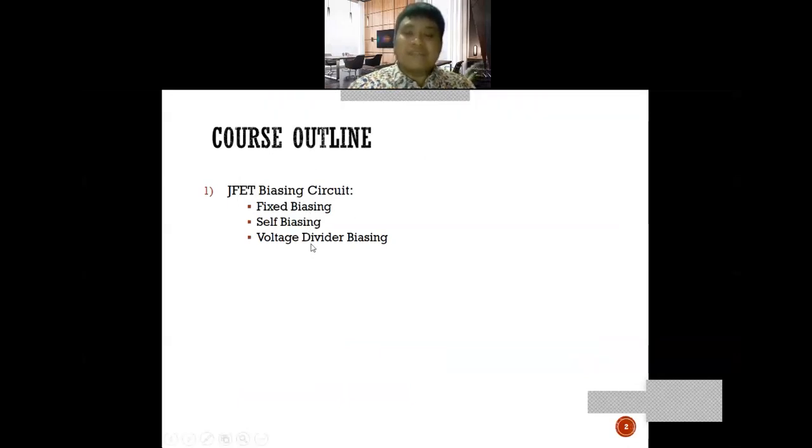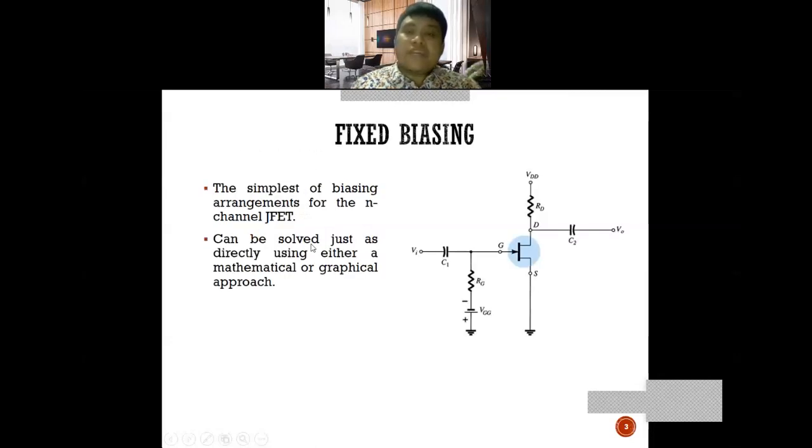voltage divider biasing. The fixed biasing is the simplest biasing arrangement for the n-channel JFET and can be solved directly using either a mathematical or graphical approach. We can see that for the n-channel, the arrow direction is toward the source. So we have a drain, we have a gate, we have a source. This is fixed biasing, the simplest circuit for the JFET.